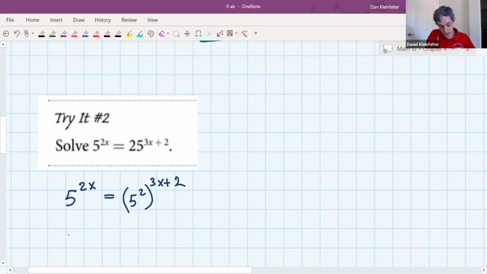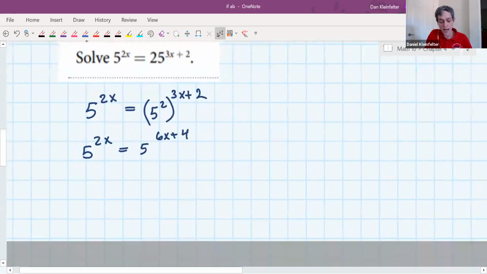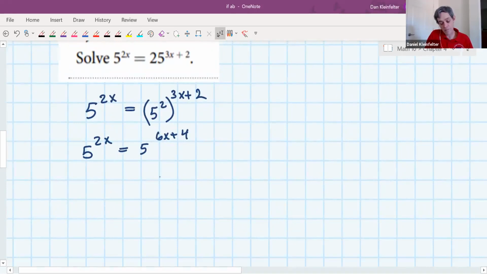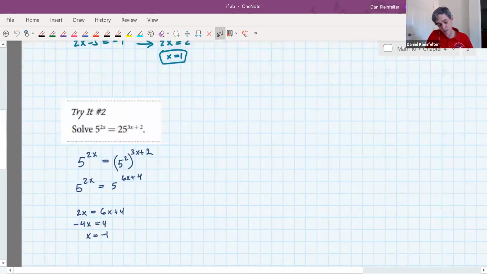Now we're going to use an exponent rule on the right side. When you raise a power to a power, you multiply exponents, right? So that will be 6x plus 4 for the exponent. Now that we have the bases matching, 5 raised to the 2x power equals 5 raised to the 6x plus 4 power. Since the exponential function is 1-to-1, we can conclude that 2x is equal to 6x plus 4. Solving that little equation for x, we have negative 4x equals 4, so x is negative 1.